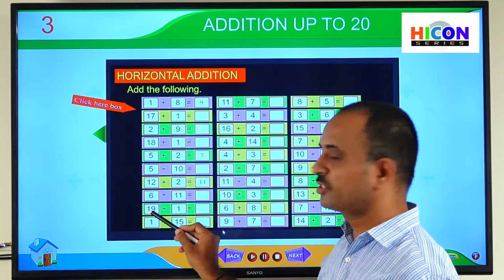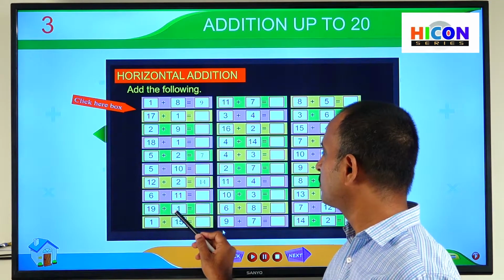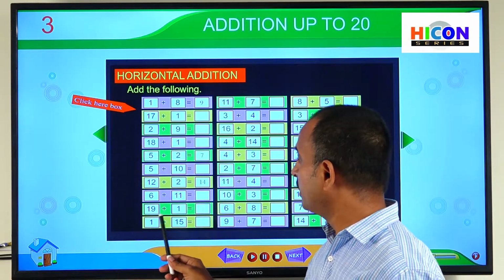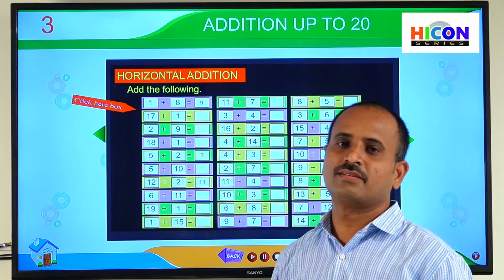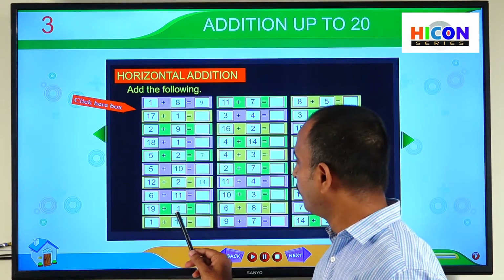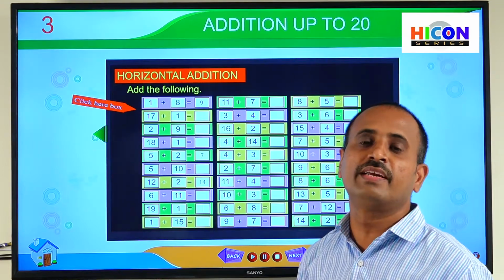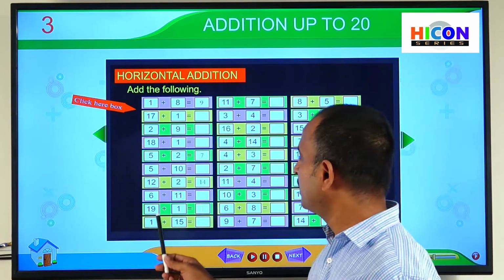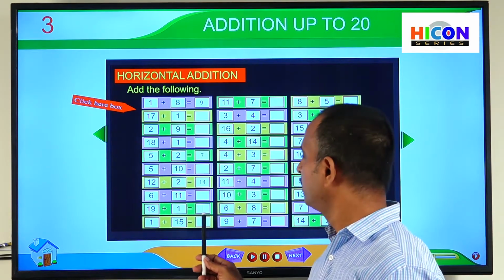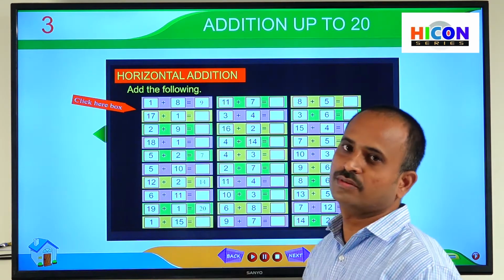So children, see the next one. 19 plus 1 is equal to how much? Here also, this addition can be done by using addition facts. Here, 1 is added to the number 19. If we add 1 to any number, we will get its next number. So what is the next number after 19? After 19, we will get 20. So write 20 in this box.